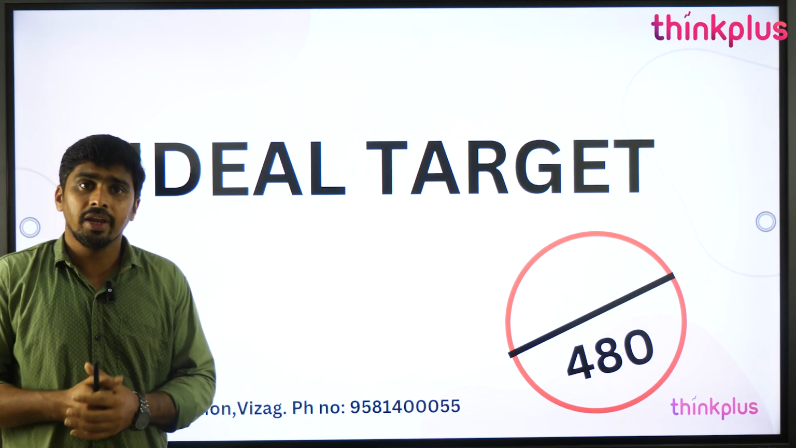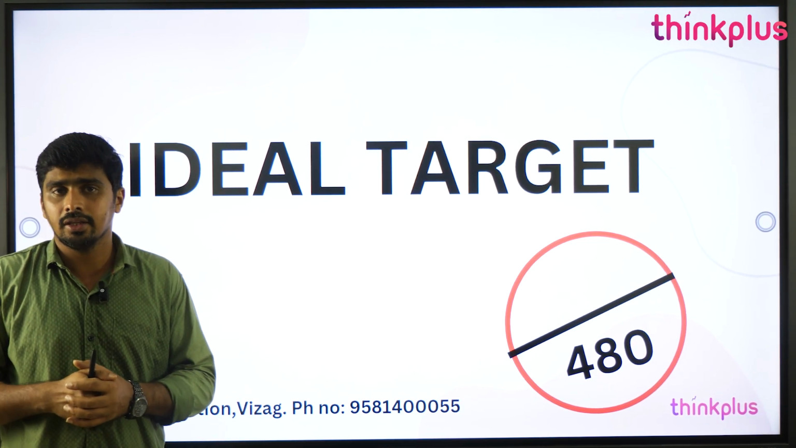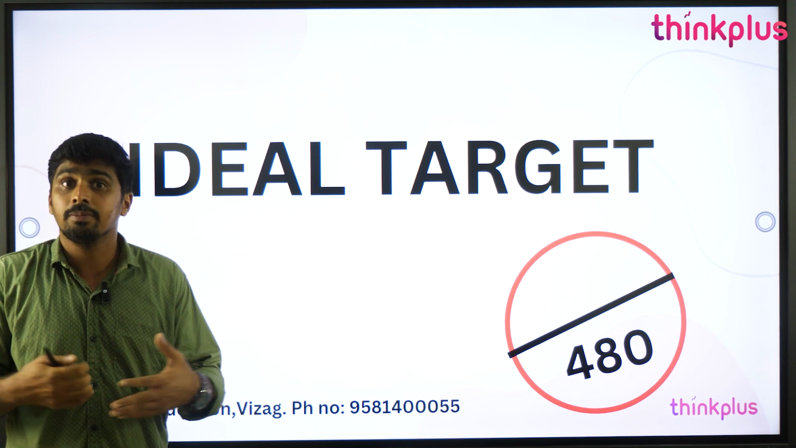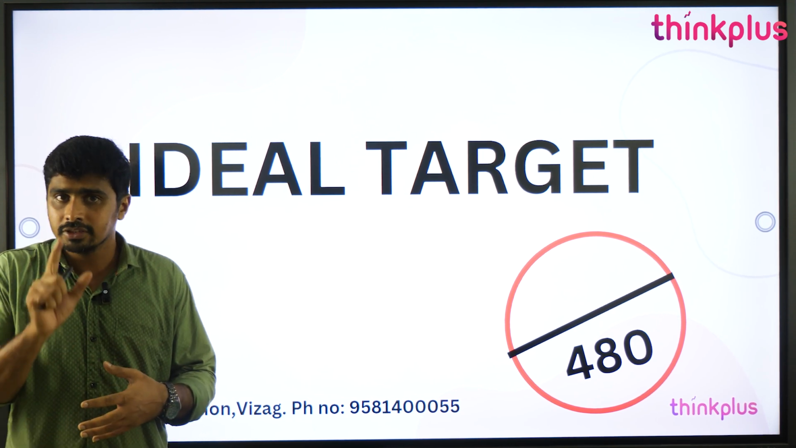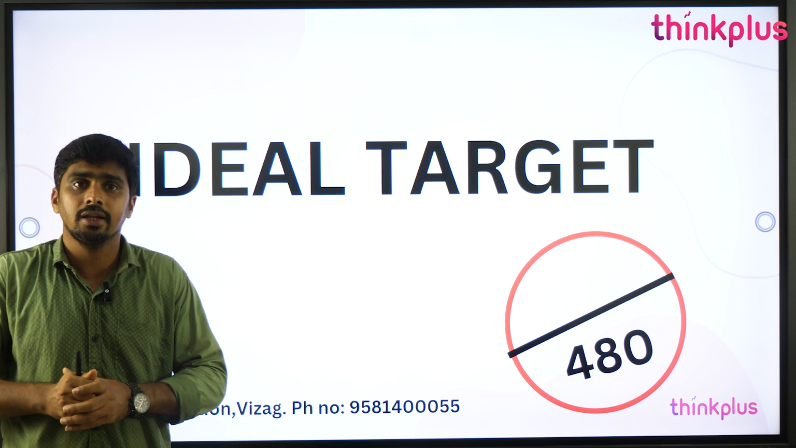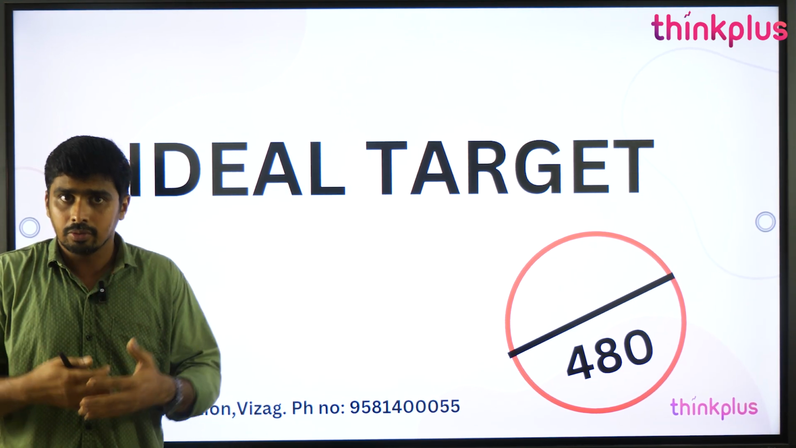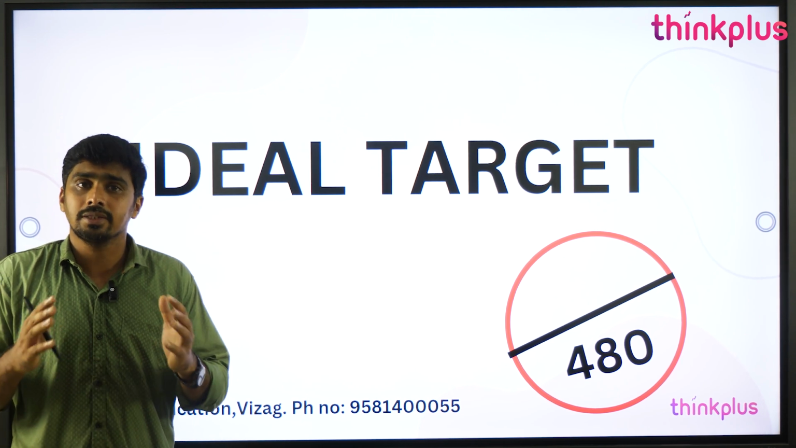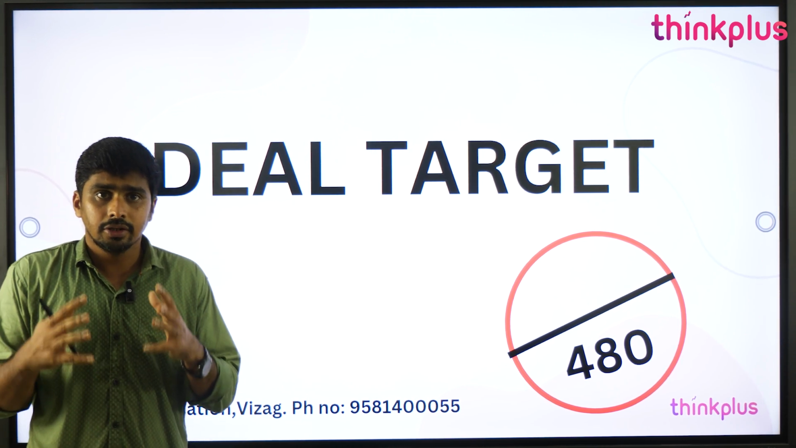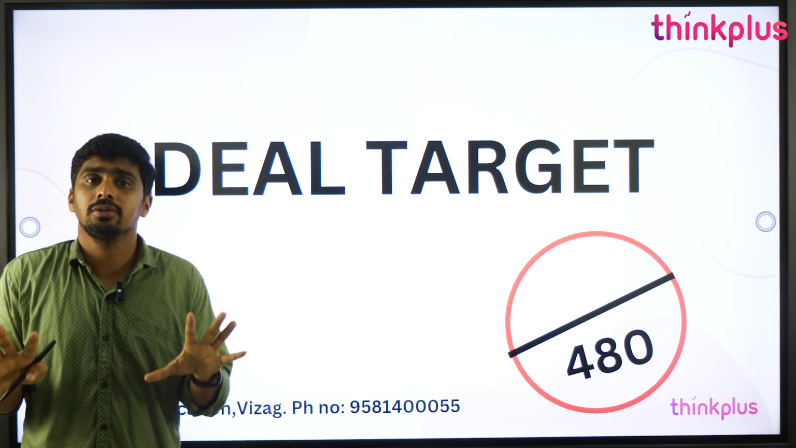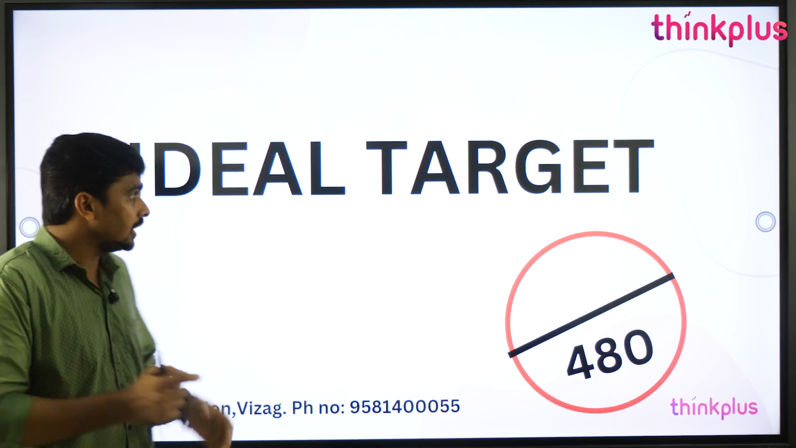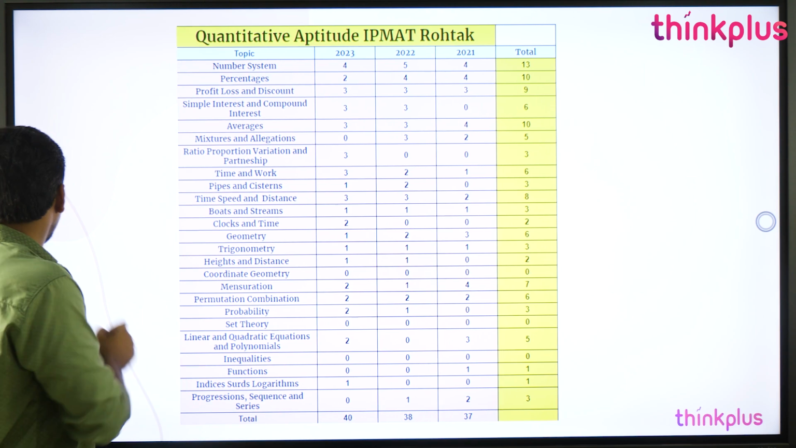Is it possible to make a right strategy without understanding the different sections and different chapters in each and every section? No. Even if somebody is making a strategy without understanding how many questions actually appeared in the last 3 years in IPMAT Rohtak, it's not possible to make a right strategy. So I suggest it's good to analyze where the questions are actually coming from. So let's have a look, first we'll go for quantitative aptitude.